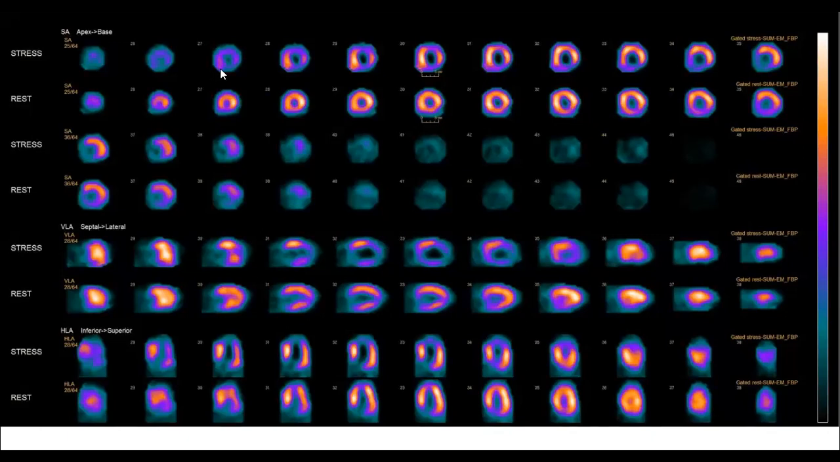There is a large size perfusion defect of high severity involving the apical inferior, mid inferior, basal inferior, and inferoseptal segments.